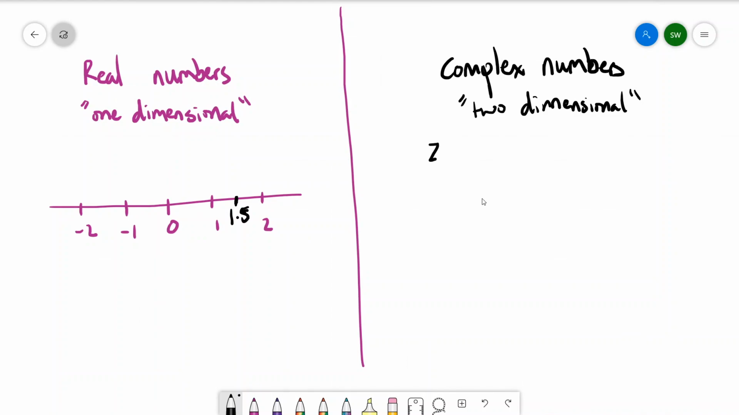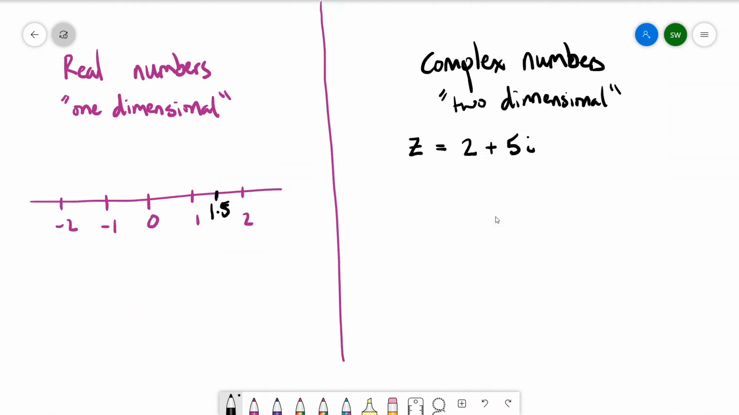Because a complex number, say z is 2 plus 5i, has these two parts, the real part plus the imaginary part i, you can think about this as a two-dimensional number. So the way that we're going to represent these complex numbers isn't just using a number line. We're going to have to use two number lines, or basically we're going to create a coordinate grid.